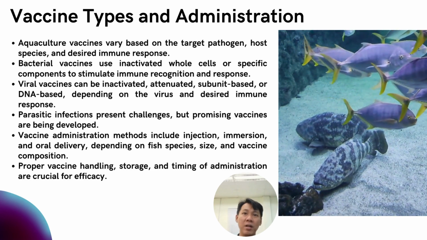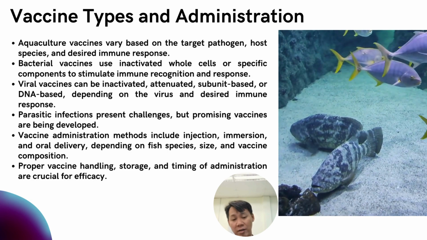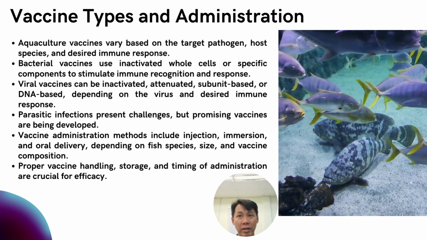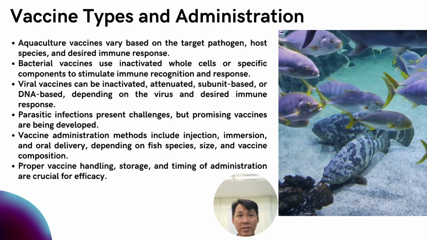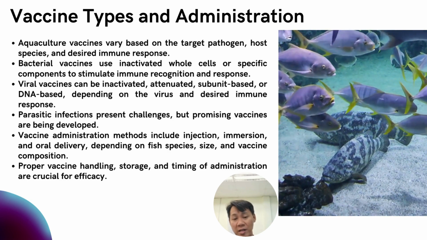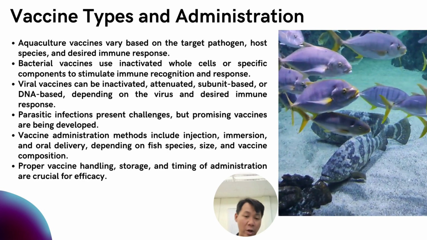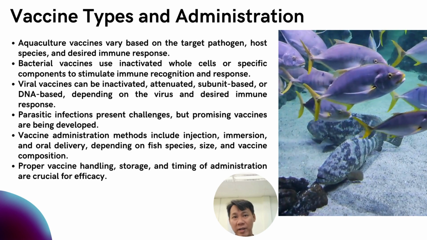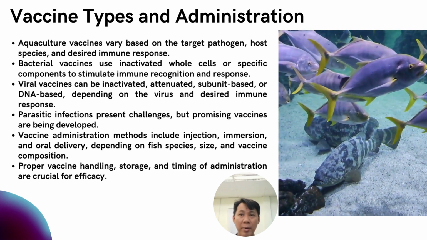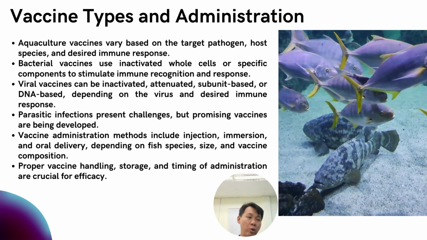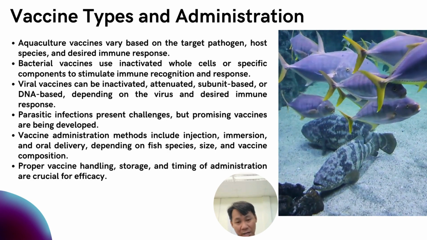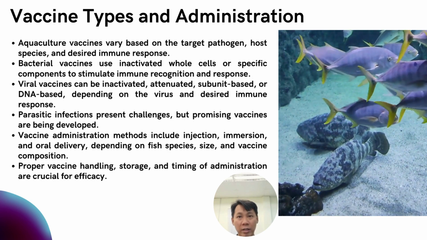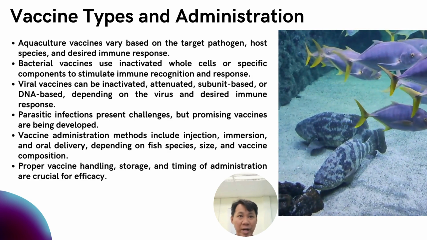Parasite infection poses a unique challenge in vaccine development. Although effective vaccines for parasites are still in the process of being developed, there is the hope that promising vaccines can be developed in the future. Parasite vaccines aim to develop an immune response that can prevent infection or reduce the severity of disease caused by a specific parasite.